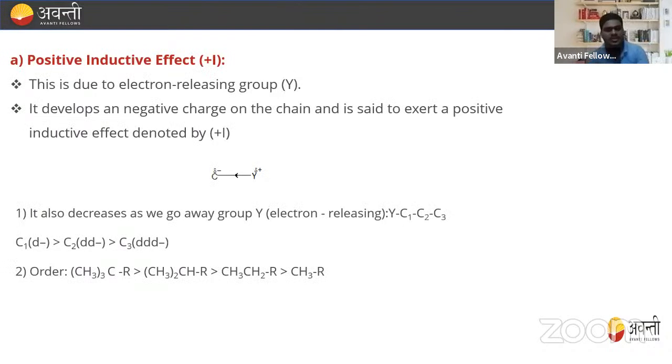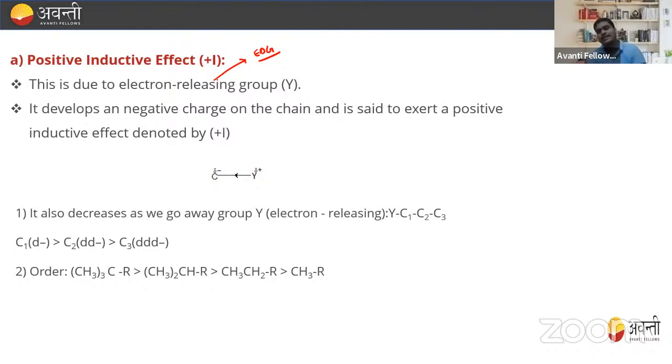Now, what is a positive inductive effect? This is due to the electron releasing group, or we say whenever an electron donating group is present. This is for the electron donating group, also known as electron releasing group. Similarly, an electron attracting group is also known as an electron withdrawing group. Now, it develops a negative charge on the chain and is said to exert a positive inductive effect denoted by +I.